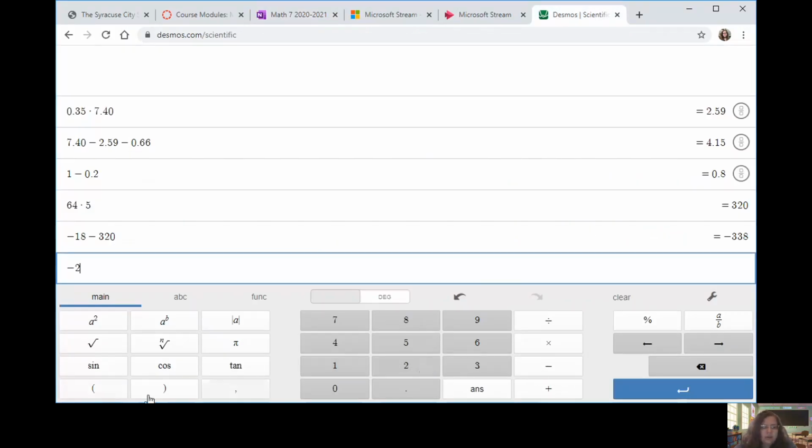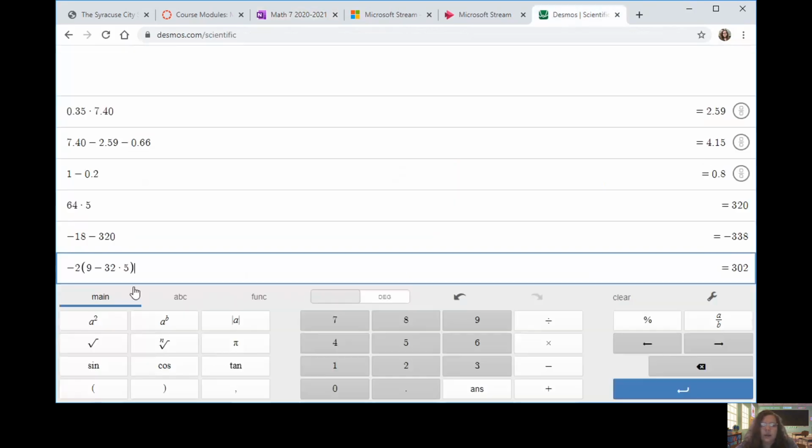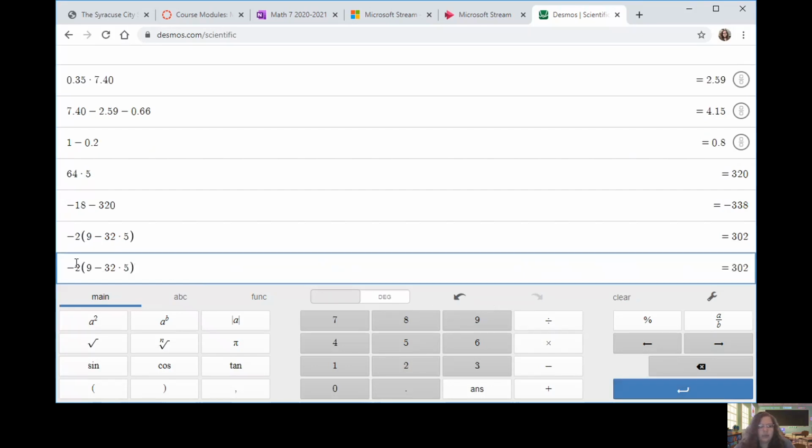Choice A says negative 2, parentheses, 9 minus 32. And then it says n, but remember we're changing that to a value. Put my parentheses. Nope, choice A is not equal. Let's try choice B, positive 2 on the outside. So I'm just going to copy this, Control C. And I'm trying choice B, but I'm taking away that negative because choice B is positive. Uh-oh, still does not equal negative 338.